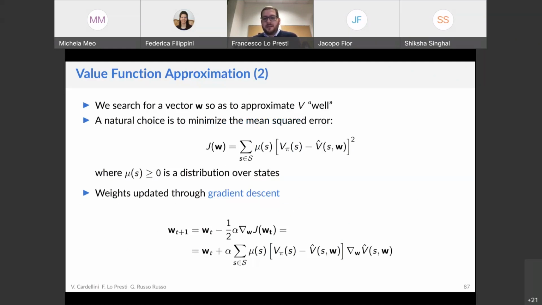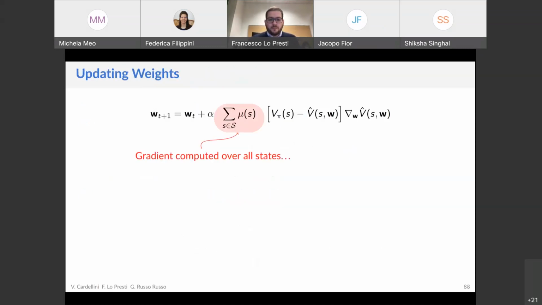And what we can do then is to apply gradient descent to update the weights so as to minimize the mean squared error. So what we do is we compute the gradient of the loss function, and we move in the opposite direction of the gradient using a step size alpha. Now, this rule is pretty simple, but we have some problems when trying to apply it.